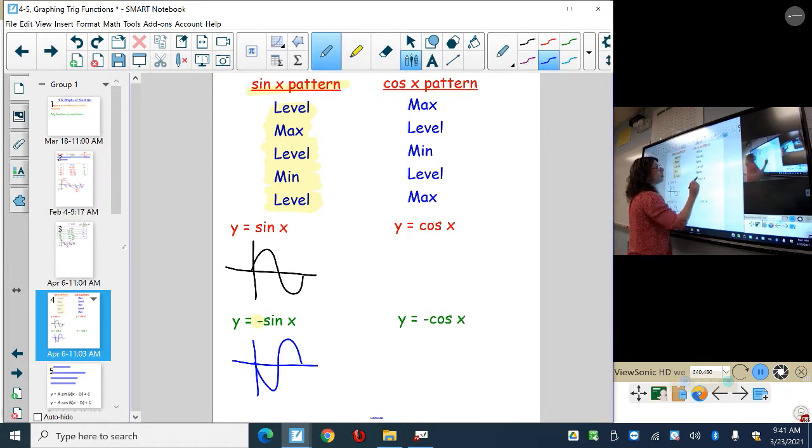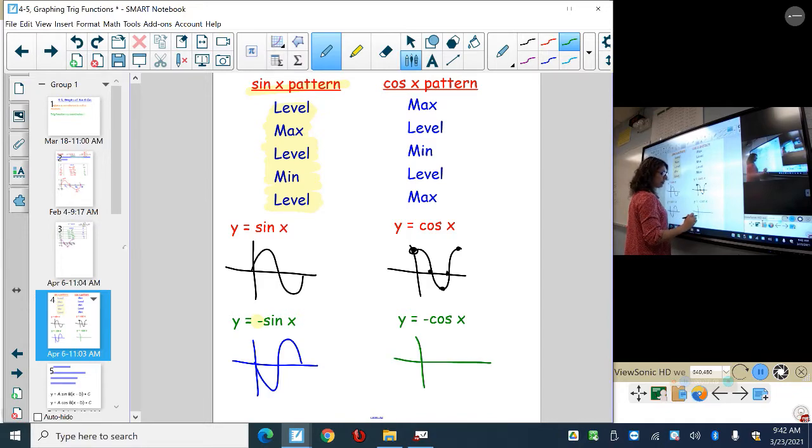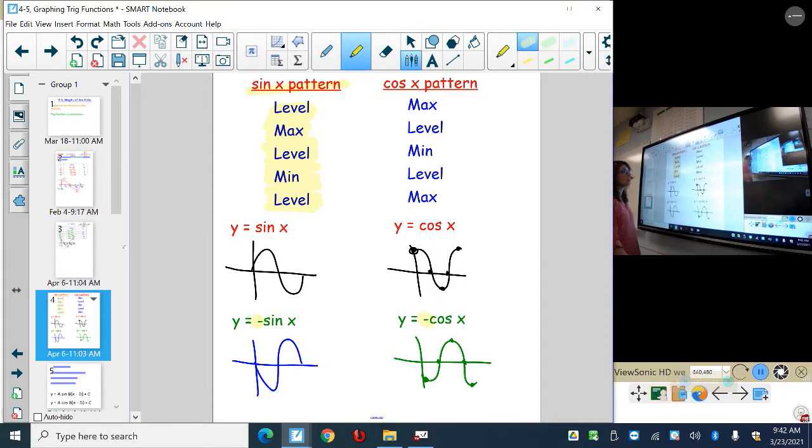Okay, cosine. Cosine looks like handlebars. So I have max, level, min, level, max. However, if I'm going to be doing the other one, it's going to be this: min, level, max, level, min. And that is whenever we have the negative out in front of the cosine. Again, it changes our pattern with our levels and our maxes. That's what's important. I need your brain to understand.